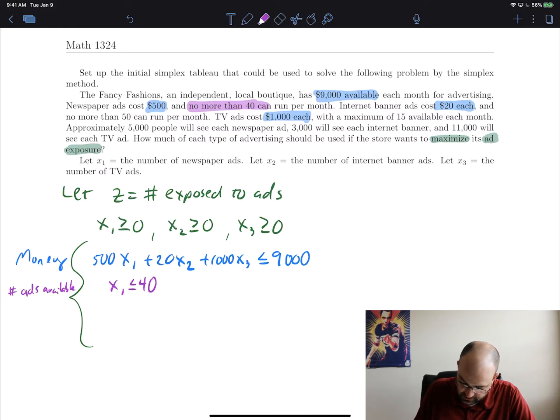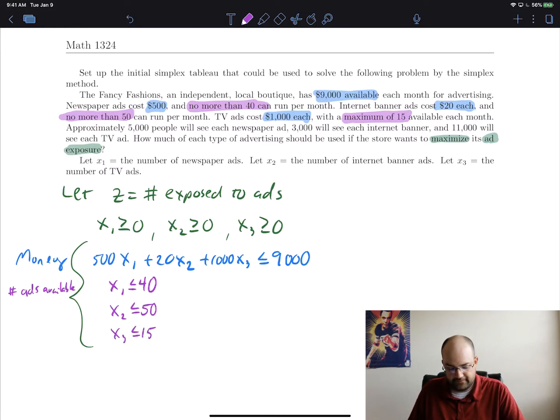Then let's go to the internet banner ads. No more than 50 of those can run per month, so x2 has to be less than or equal to 50. Then we also have the constraint for the TV ads. There must be a maximum of 15 per month, so x3 must be less than or equal to 15. So not only do we have the implicit conditions that x1, x2, and x3 must be greater than or equal to 0, there are explicit conditions where they cannot be larger than a certain number.